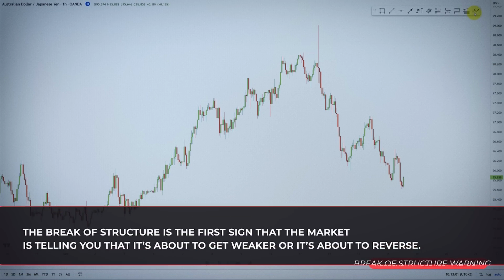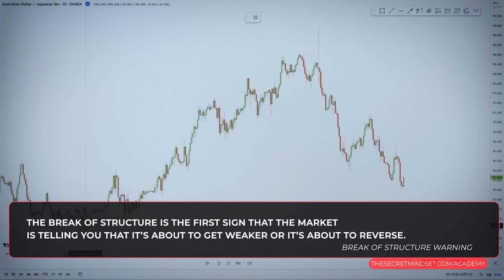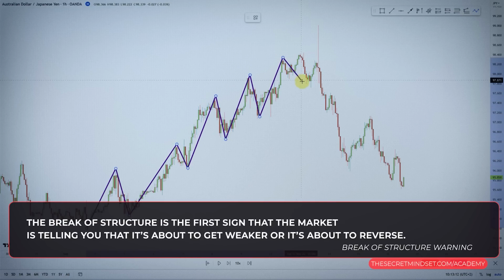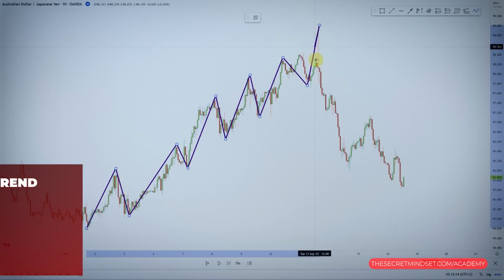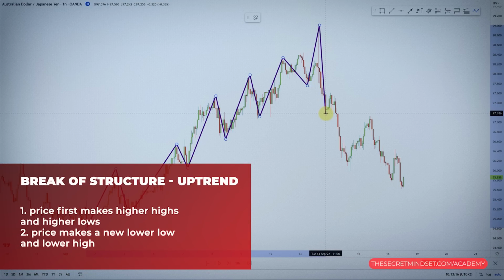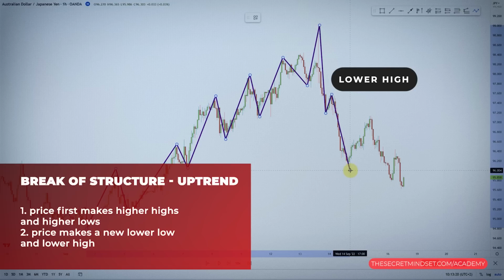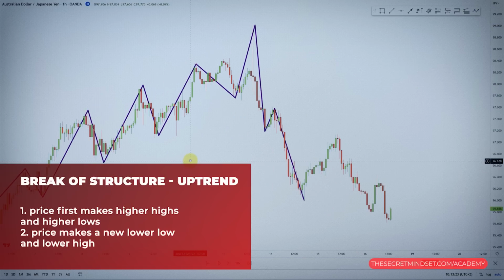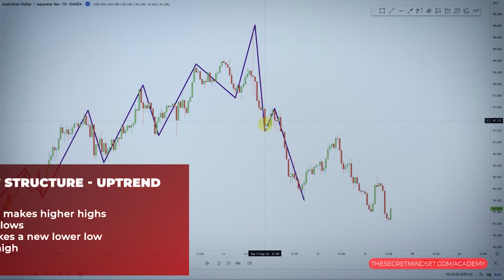The break of structure is the first sign that the market is telling you that it's about to get weaker or it's about to reverse. Let's say we have an uptrend, higher highs and higher lows. We have a break of structure when price makes a new lower low and a lower high. This tells you that this trend could be weakening or it could reverse.